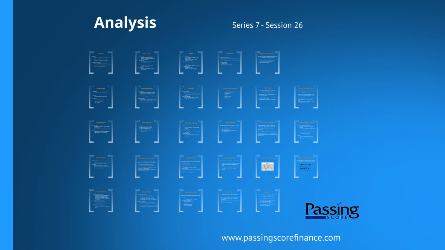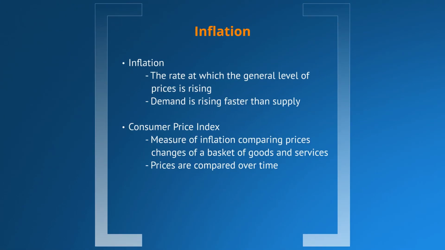In this video, we'll be going over the analysis section of the exam, which covers a broad area, so we'll be going over a lot of different topics, starting with inflation. This is the rate at which prices are increasing in the overall economy. Strong demand more than supply or some kind of constraint on supply can contribute to inflation. It's measured through something called the CPI or Consumer Price Index, which takes a basket of commonly used goods and services and compares the price changes of those over time.